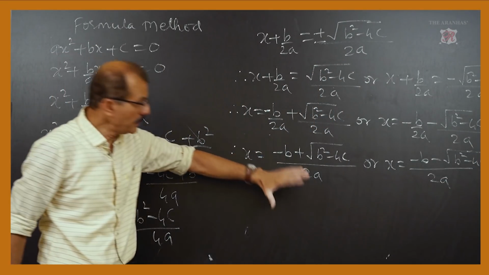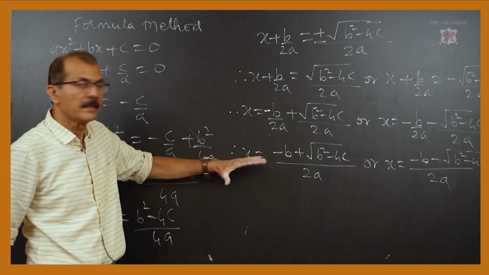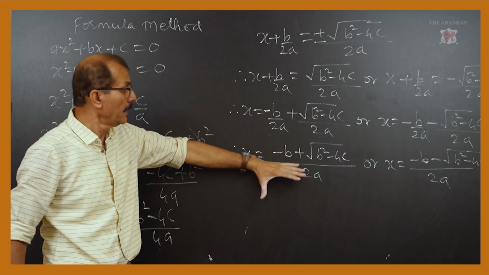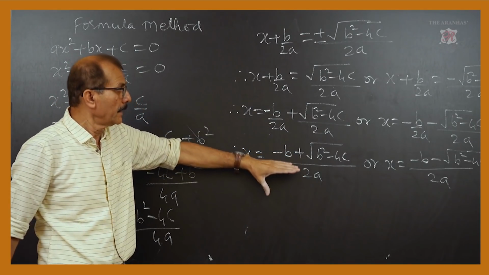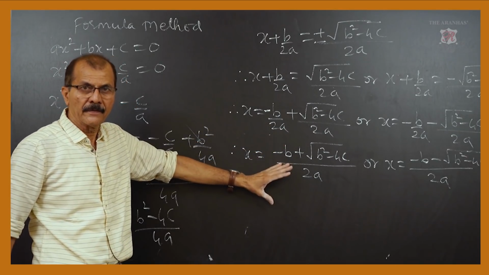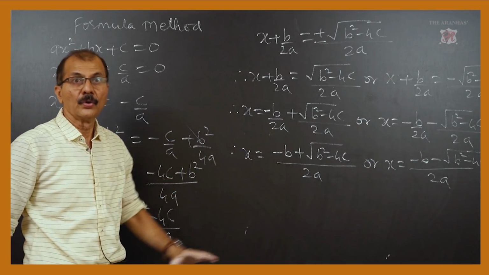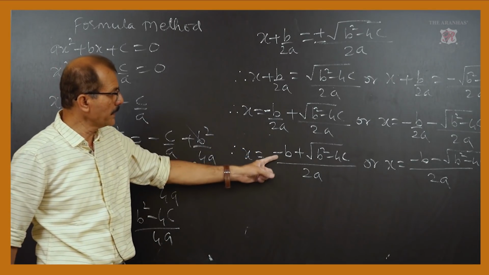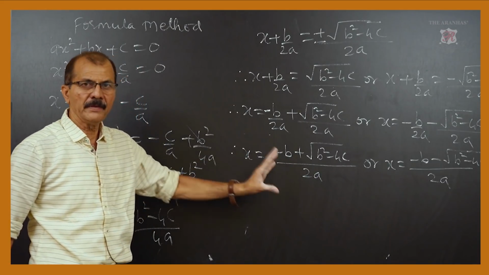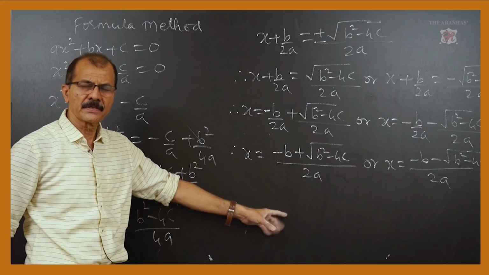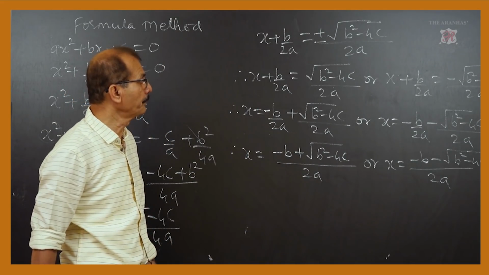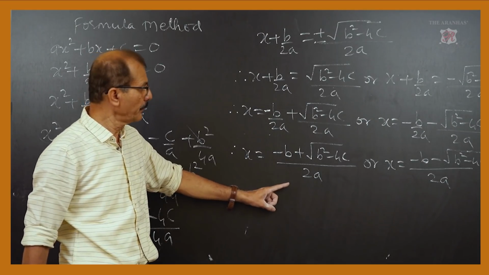So this is the root of the given equation by using the formula method. Means these are the formulas now. So directly I can use this and get the roots. So x equals to minus b plus or minus root of b square minus 4ac upon 2a. So if you put the values of a, b and c and substitute in this, you will get your roots, the answer of the given equation. So I hope this is clear to you.